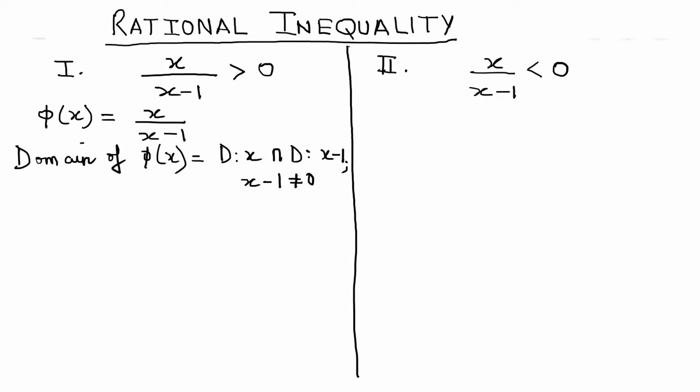When you solve this, the domain for x is real numbers, the domain for x minus 1 also is real numbers. When you take the intersection of real numbers, you get real numbers. But in that case, the domain should not contain x equal to 1. So the domain of phi x is minus infinity to 1, union 1 to plus infinity.